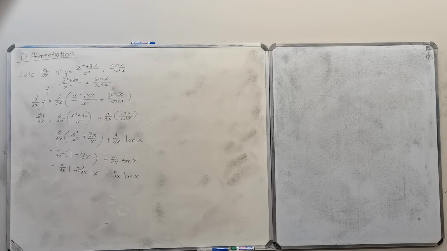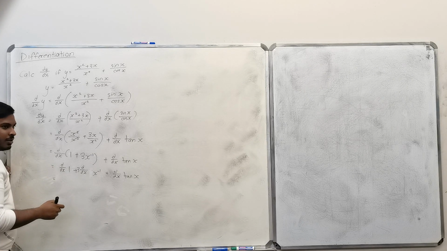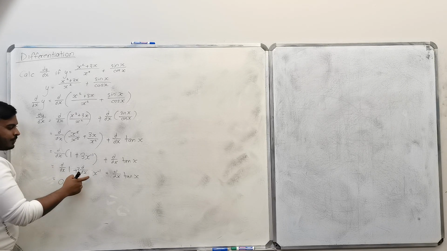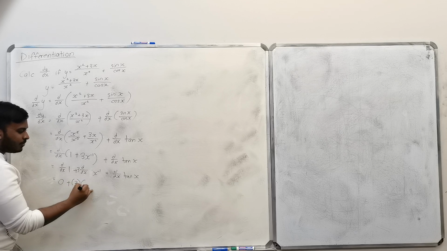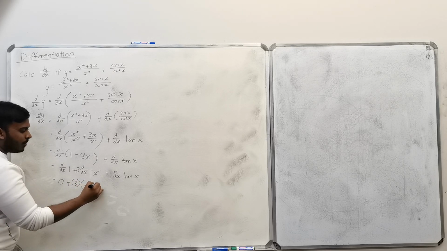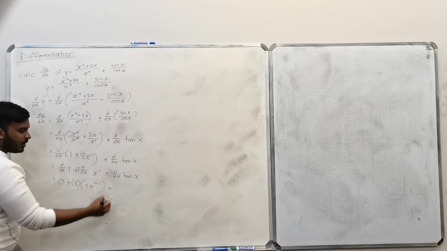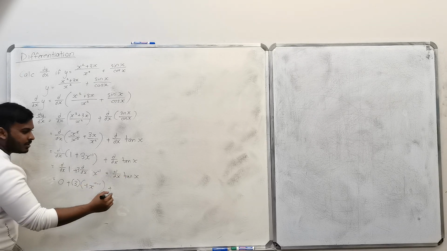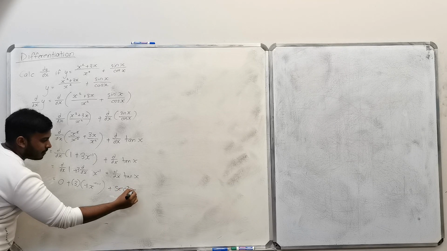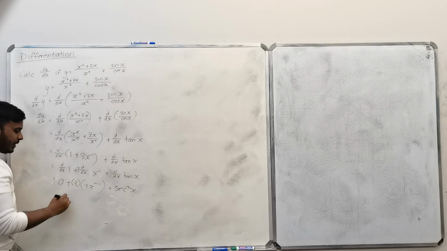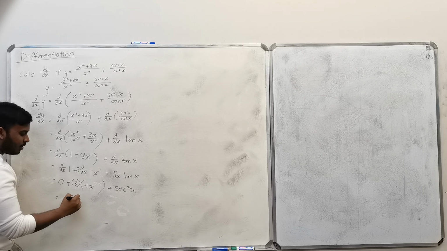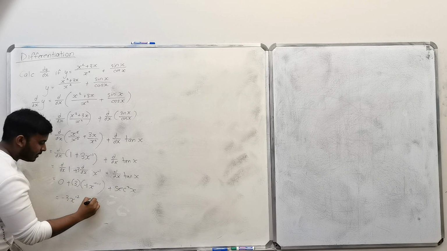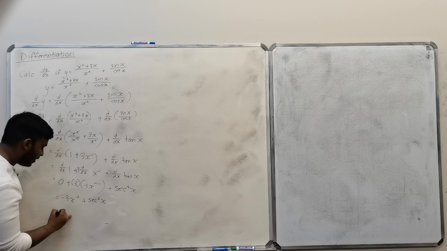Now I'm going to change it. So this is the derivative of a constant, 0, plus 3 times minus 1 x to the power minus 1 minus 1, plus the derivative of tan x, which is sec squared x. That equals minus 3 x to the power minus 2 plus sec squared x, which is minus 3 over x squared plus sec squared x.